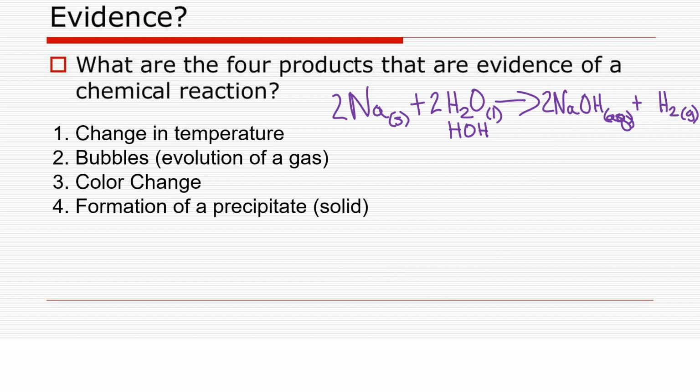All right, so when we look at this and when we look at any chemical reaction in the real world, experimentally, we're going to look for evidences. We're going to look for change in temperature, bubbles, color change, formation of a precipitate, things like that. In the theoretical world, we're not always going to be looking for those things. Like we just accept that they occur.